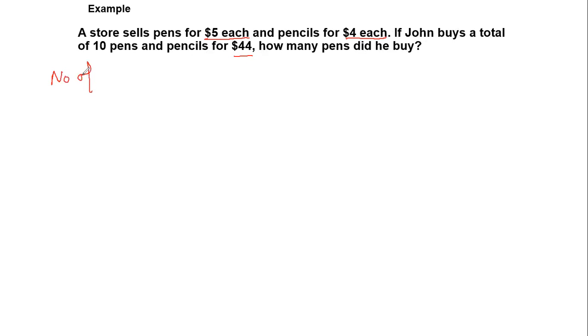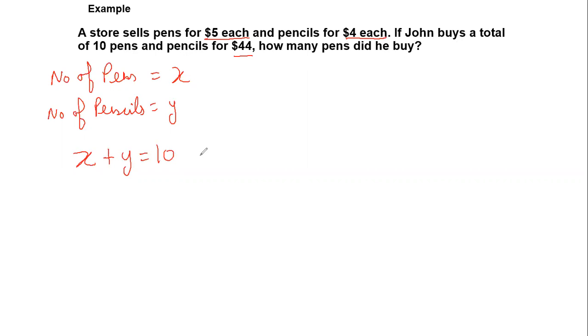Let's say the number of pens that he buys is X, and the number of pencils that he buys is Y. The question says John buys a total of 10 pens and pencils, so I know the first mathematical equation is X plus Y is equal to 10.